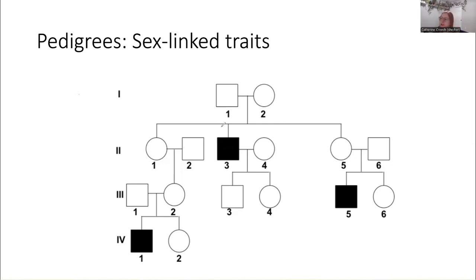Let's look at this individual right here. So generation 2, individual 3. This individual has the shading. So this person is affected. They're going to have the recessive allele on their X chromosome. Because this is a male, they're also going to have a Y chromosome.